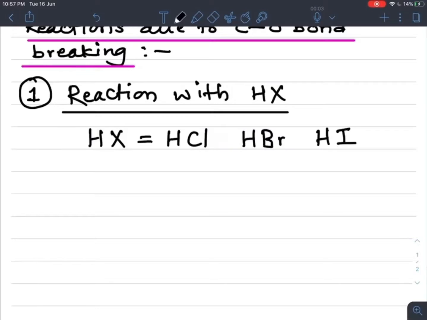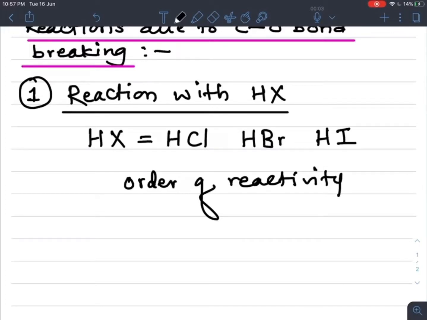Now the order of reactivity of these hydrogen halides is HI is more reactive than HBr, which is more reactive than HCl. It is proved by the fact that during the reaction more vigorous conditions are required for HCl than HBr than HI. So HI easily undergoes reaction with alcohol, then HBr, then HCl.